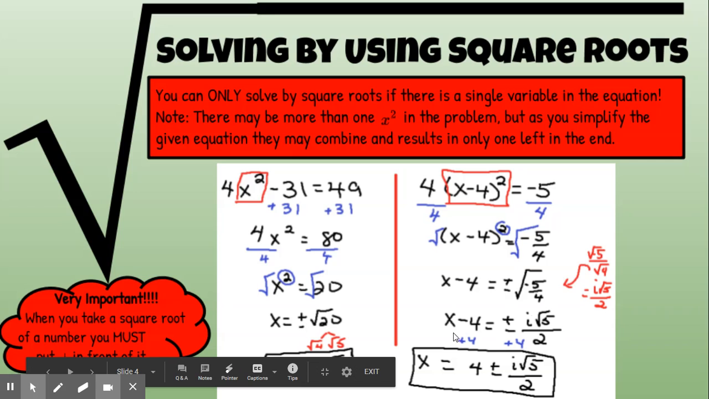But the problem is x is still not alone. So in order to get x alone, I just need to add 4. Well, when I add 4 to both sides, it is now a complex number. I have 4 plus or minus this radical over here, i square root of 5 over 2. That's my answer. I'm not going to try and simplify it. I can't simplify it because of the i. So I'm just going to leave it as this little expression with the plus or minus there.